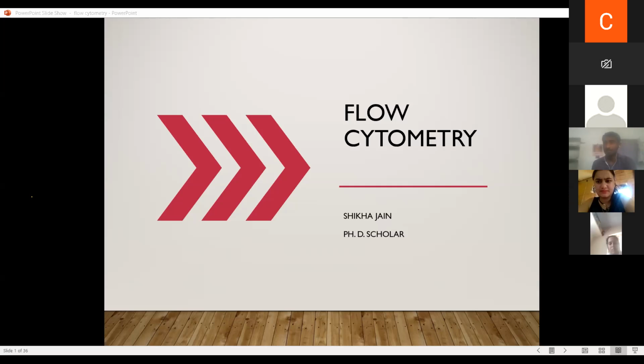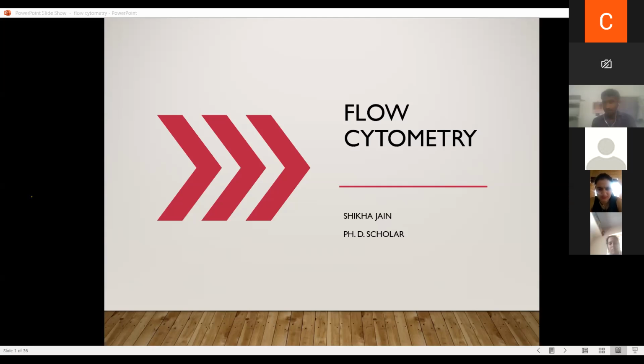I can show you the picture also. I am just defining flow cytometry in a single term. Flow cytometry is a widely used method for analyzing cell surface or intracellular molecules, characterizing and defining different cell types in a heterogeneous cell population, analyzing cells on the basis of cell size and granularity.